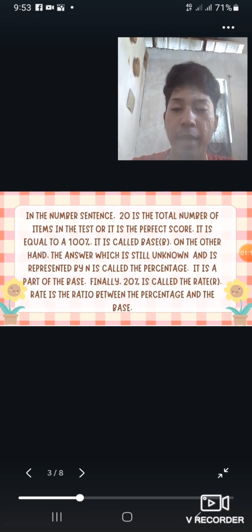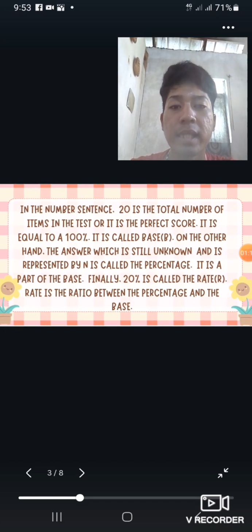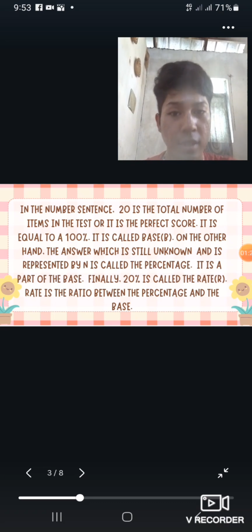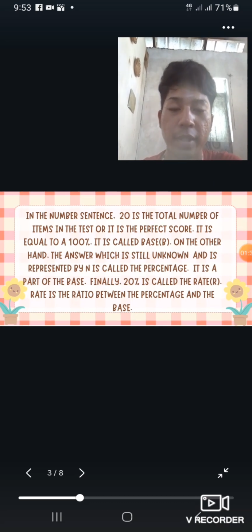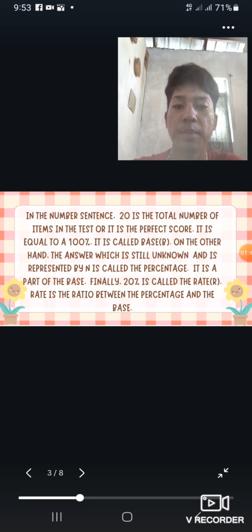So, please bear with me para mas masabtan siya. In the number sentence, 20 is the total number of items in the test, or it is the perfect score. So, it is equal to 100%. So 20 ang iyahang number of items. So, that is equal to 100%. Kaya kung makakuha ka og perfect, 100% kay imo man siya na perfect. Ang perfect score man is 20, so that is 100%.